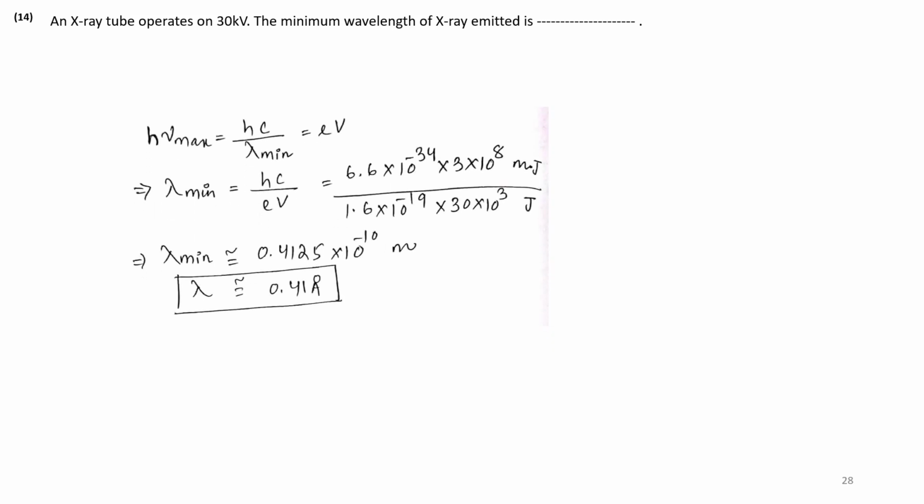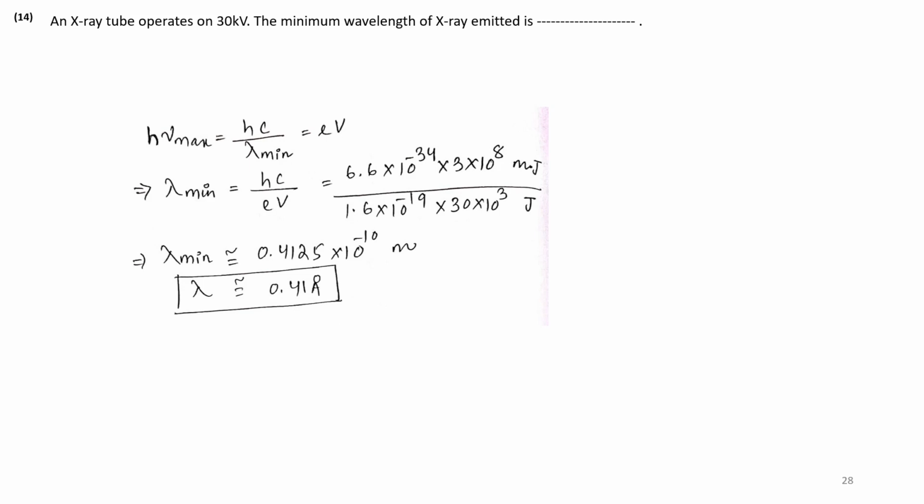Now we'll go to the next problem. An X-ray tube operates on 30 kilovolt, what is the minimum wavelength of X-rays emitted? So here we have the same formula only. hν is the energy, eV is also energy. So we can write hν max is equal to hc divided by λ minimum, that is equal to eV in electron volt. Okay, eV means electronic charge into voltage.